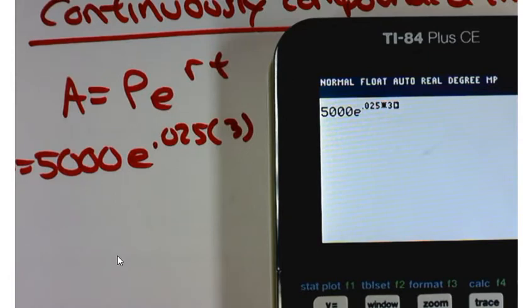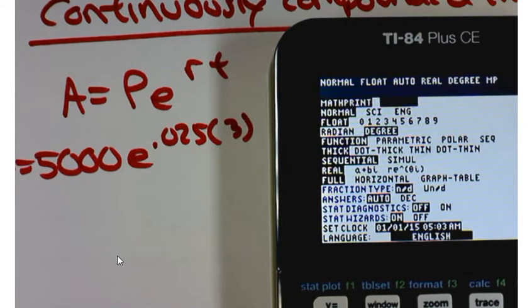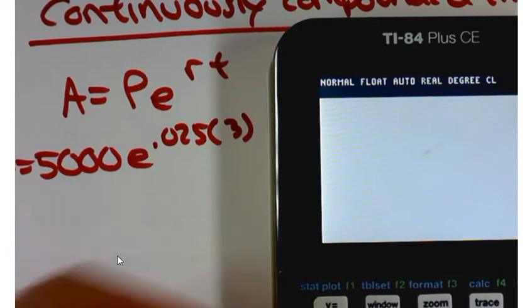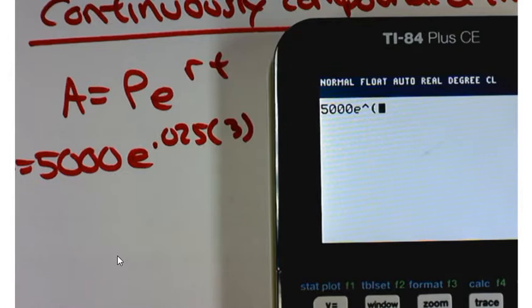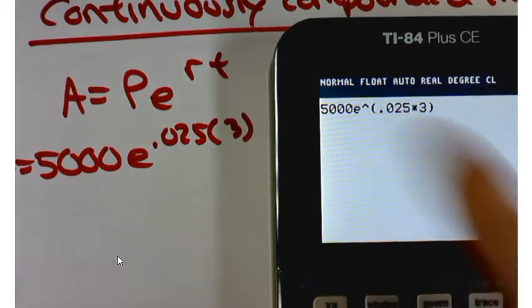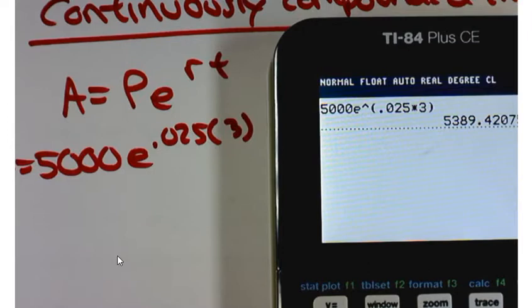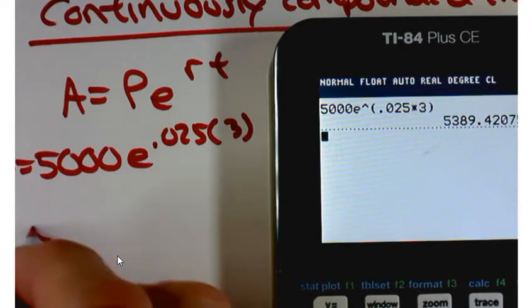Now, if you got an older TI-80 something, what you should do is this. And let me just change my mode to kind of demonstrate that. If you got an older calculator, you do this: 5,000 e to the parenthesis 0.025 times 3. But you need to have parentheses around that exponent if it's showing you something like this. And you should still get the same kind of thing. So about 53.89.